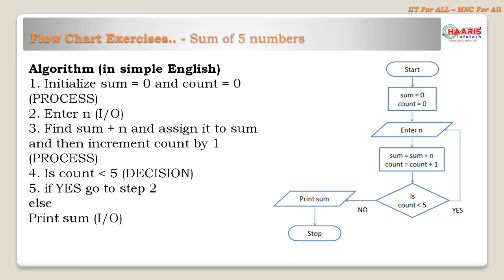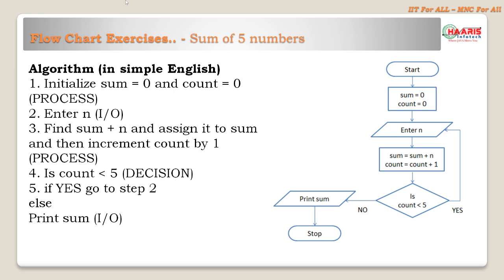Now that we have seen this, it's high time we start understanding some of the algorithms and the usages of these conditions and looping constructs. So we are going to demonstrate a few exercises here in this first chapter. Here I am going to talk about how you can sum 5 numbers. Likewise we are going to see a few exercises. See, the algorithm in simple English says: initialize sum equal to 0, count equal to 0. Fine. This is a step.